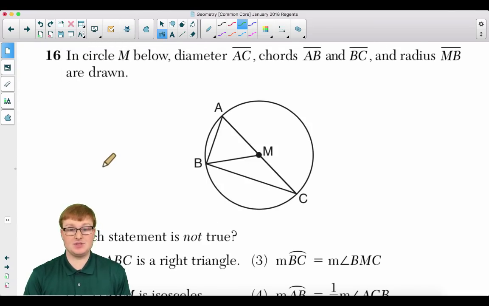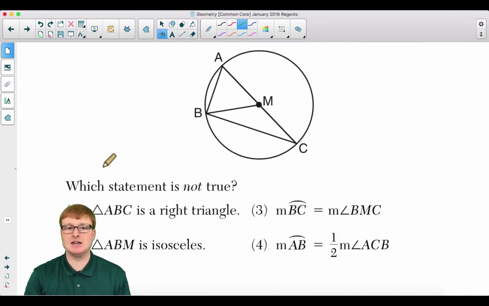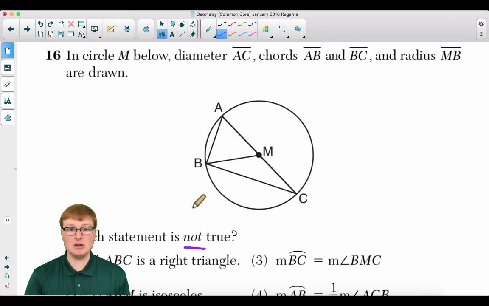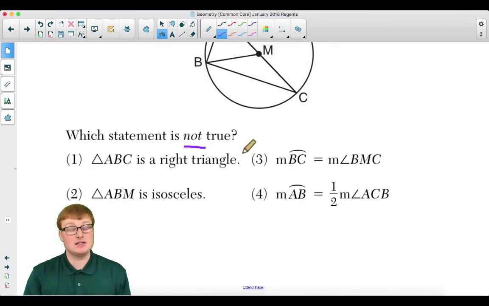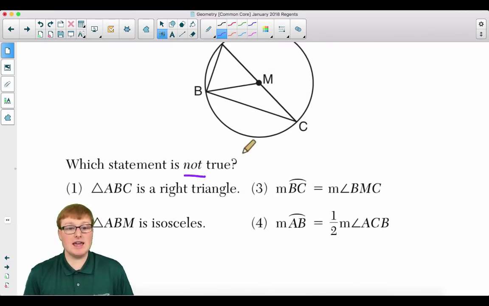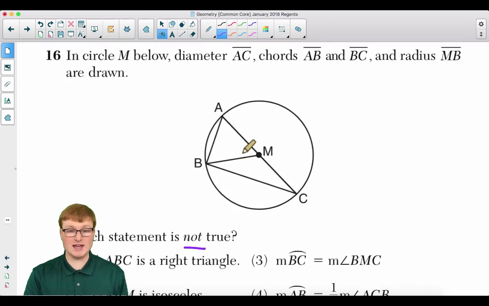Okay. So you really, really need to know your circle properties in order to get these questions right. You're trying to find the one that's not true. So we know it's a diameter AC, and we have some radii, and we have some chords. Says for here, choice 1, triangle ABC is a right triangle.